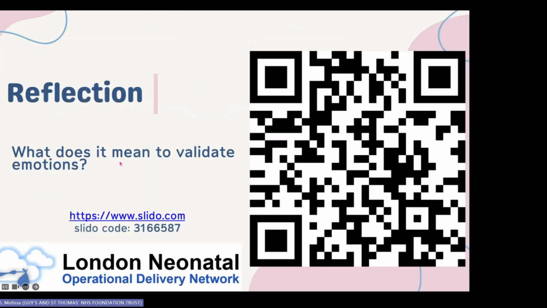Okay, so reflection. I'd like to ask, what does it mean to validate emotions? What does that look like? Because I can give a whole bunch of information, but it will be good to hear what you actually think that means. If you can, please click onto the link. I'm not sure if it is clickable, but if you can scan the QR code and type in 3166587, the question should pop up. And if you could put some responses in Slido, that would be really helpful for us.